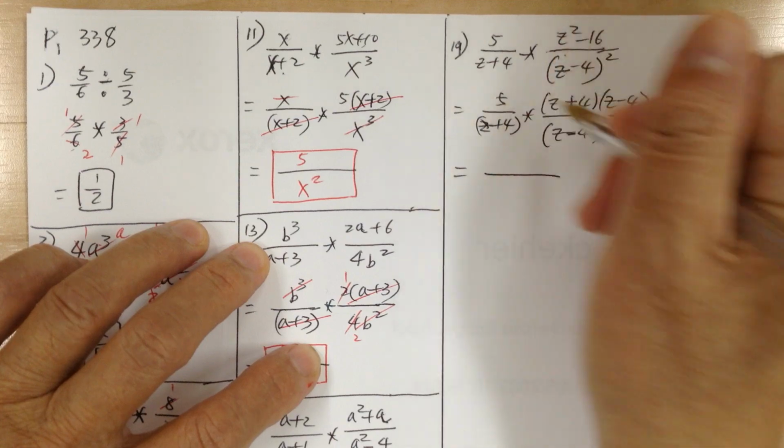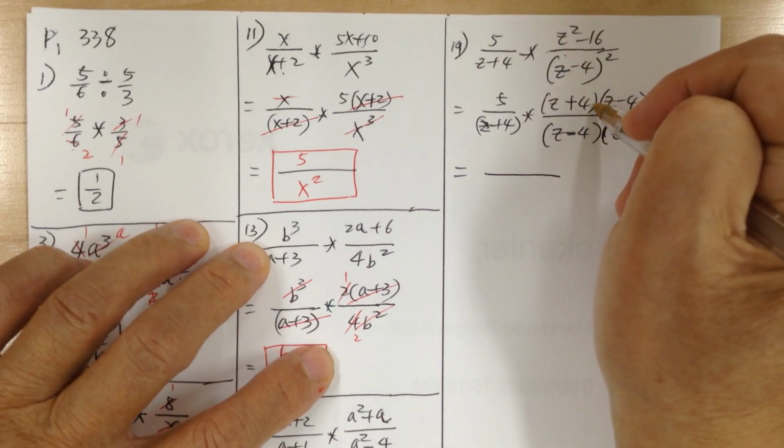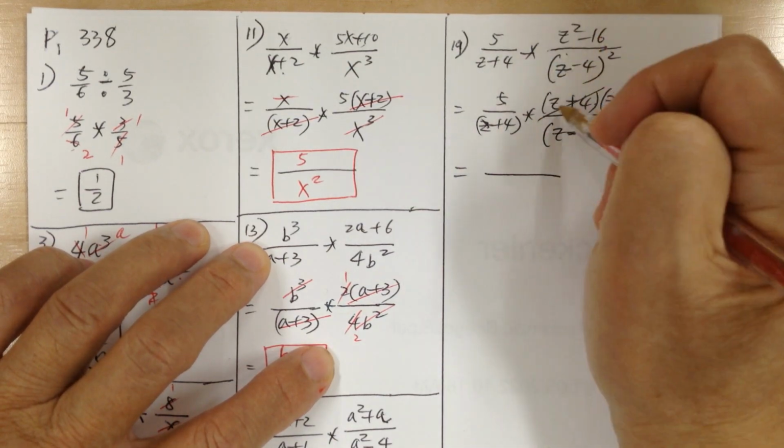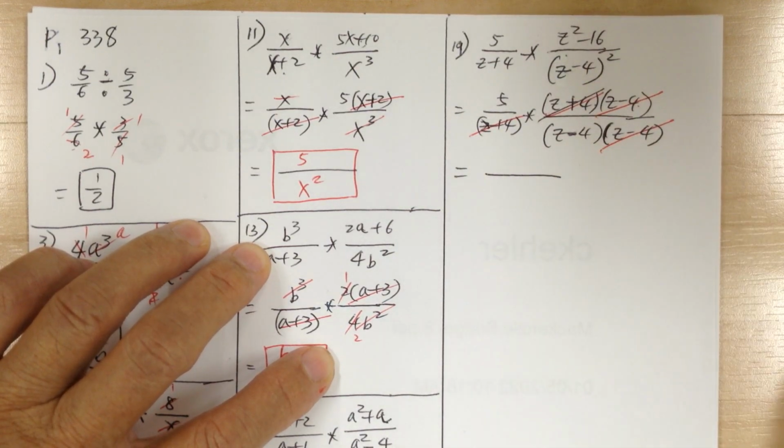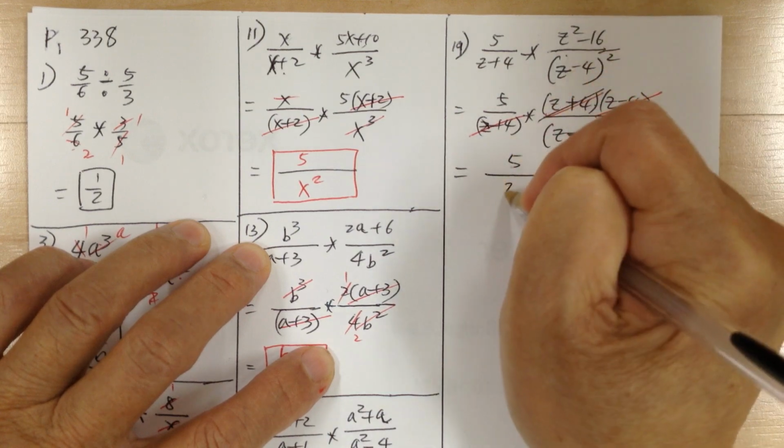Okay, let's go. This 5 had nothing to cancel. Z plus 4 cancels with this one. You got z minus 4 cancels with this one. So your final answer would be 5 over z minus 4.